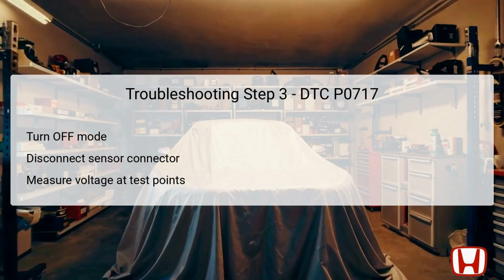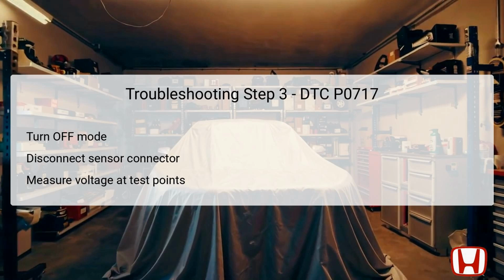In this step, the vehicle must be turned to the off-lock mode to ensure safety while working on the electrical components. Next, the connector for the torque converter turbine speed sensor must be disconnected to isolate the sensor from the circuit. Following this disconnection, the voltage between designated test points should be measured.